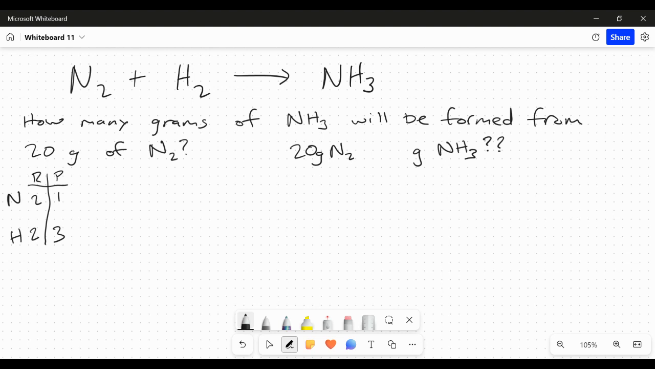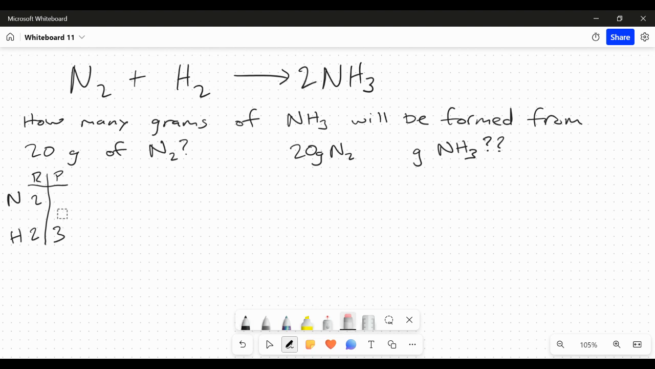Now, conventional wisdom says that we need to balance whatever's left alone last. My mistake. But both nitrogen and hydrogen have spots where they're alone. So let's try and balance nitrogen first. Because see, if you look, there's more nitrogens on the left than the right. So I'm going to have to add to NH3 in order to balance out nitrogen. So I'm going to make this a 2.